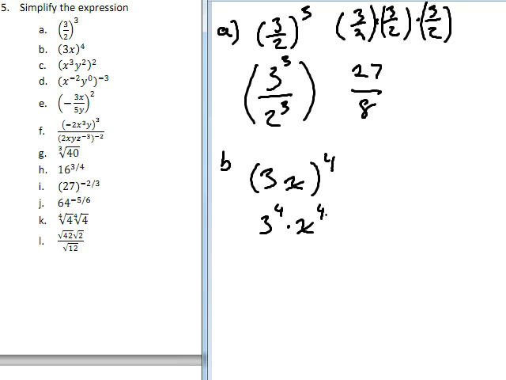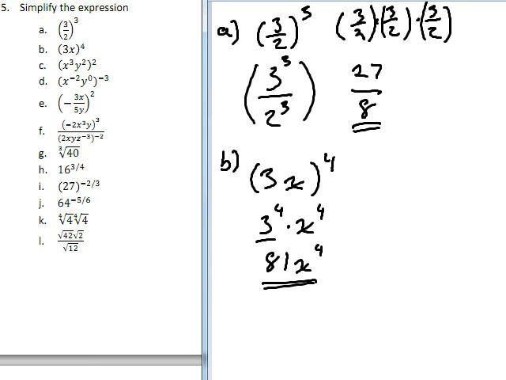The only simplification we can do is perform the operation on 3 to the 4 here, which is going to be 81, because 3 to the 4 is 81, times x to the power of 4. That is going to be our answer.